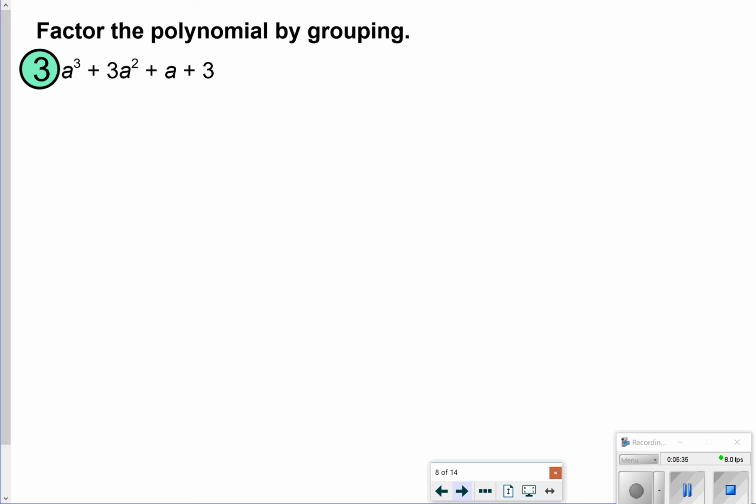Here's another one we're going to try. Again, pair them so that they have a greatest common factor in common. And then once you're done, click play to check your work.